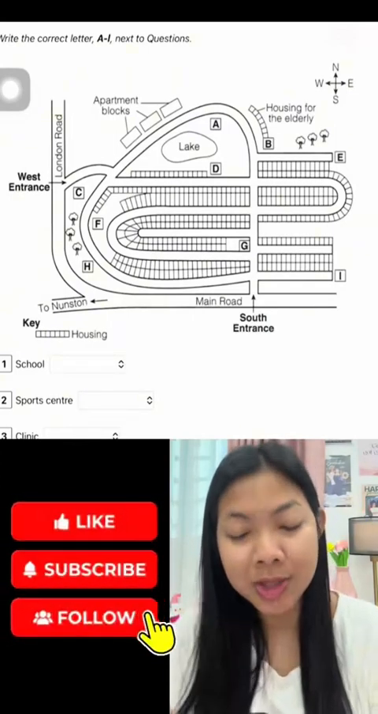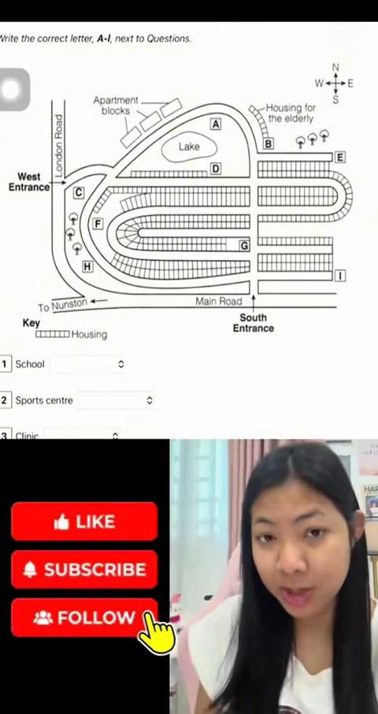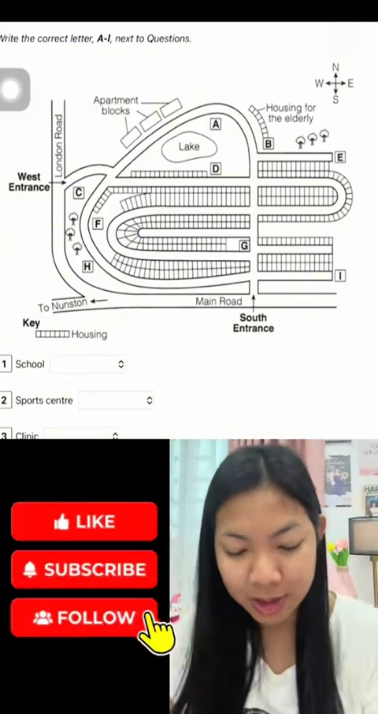Okay, so in here, they started to explain where the entrances are. They talk about the south one and the west one. So let's follow more.